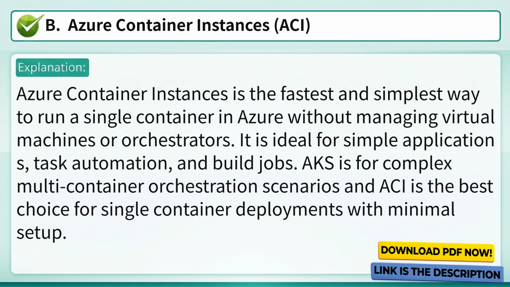Correct answer: B. Azure Container Instances, ACI. Explanation: Azure Container Instances is the fastest and simplest way to run a single container in Azure without managing virtual machines or orchestrators. It is ideal for simple applications, task automation, and build jobs. AKS is for complex multi-container orchestration scenarios, and ACI is the best choice for single container deployments with minimal setup.